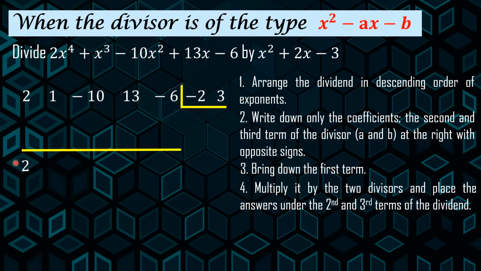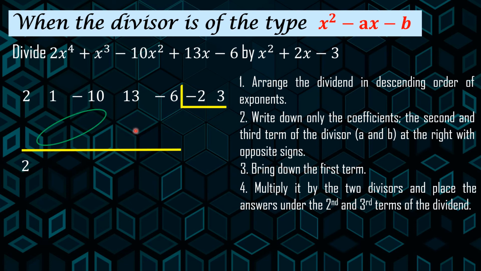And then, proceed sa fourth step. Multiply it by the two divisors and place the answers under the second and third terms of the dividend. Okay, so we will multiply 2 sa negative 2 and positive 3. Again, dalawang beses nating imumultiply ang 2, at iyon ay sa negative 2 at sa 3. So, ang isusulat natin yung product ng 2 times negative 2 sa baba ng second term and then 2 times positive 3 sa baba naman ng third term.